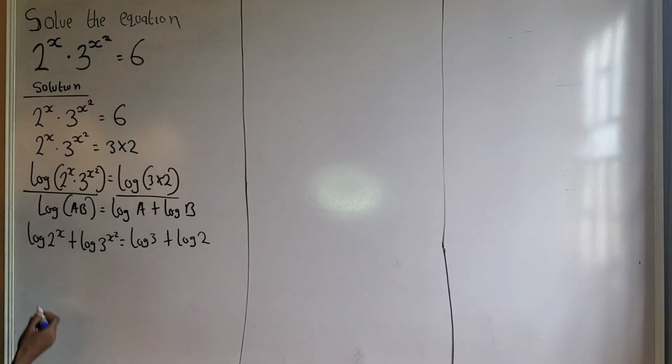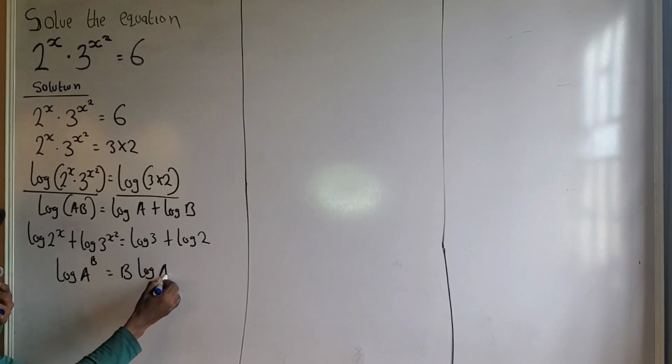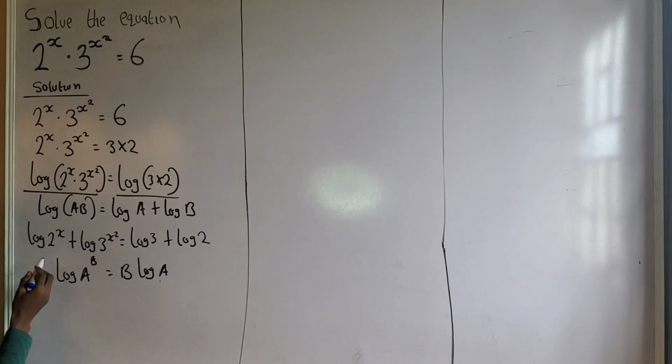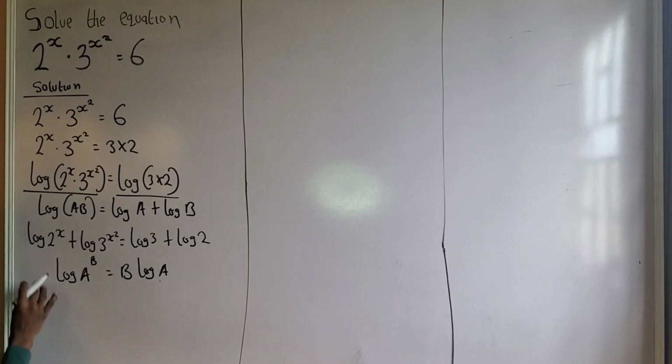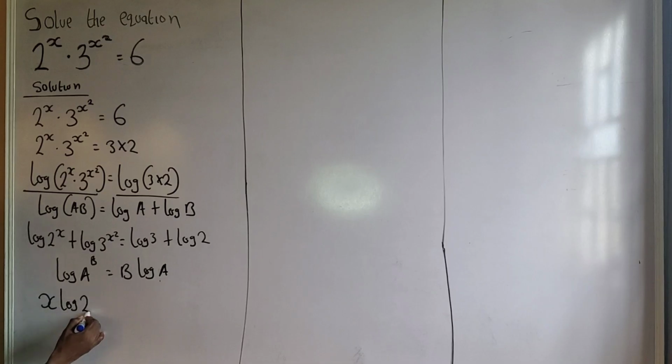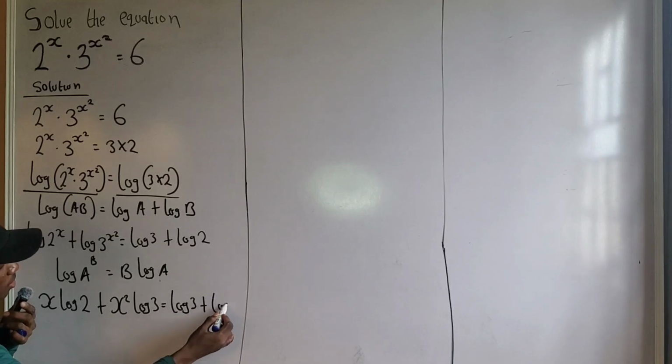Do you understand? Okay, now according to the laws of logarithm, the log of a power, that is, if I have log a to the power of b, the log of a power is the product of the power and the log. Do you understand? So I'm going to apply this law on this side. Log 2 raised to the power of x can be written as x log 2. Also, log 3 raised to the power of x squared can be written as x squared log 3. Okay, this will be equal to log 3 plus log 2.